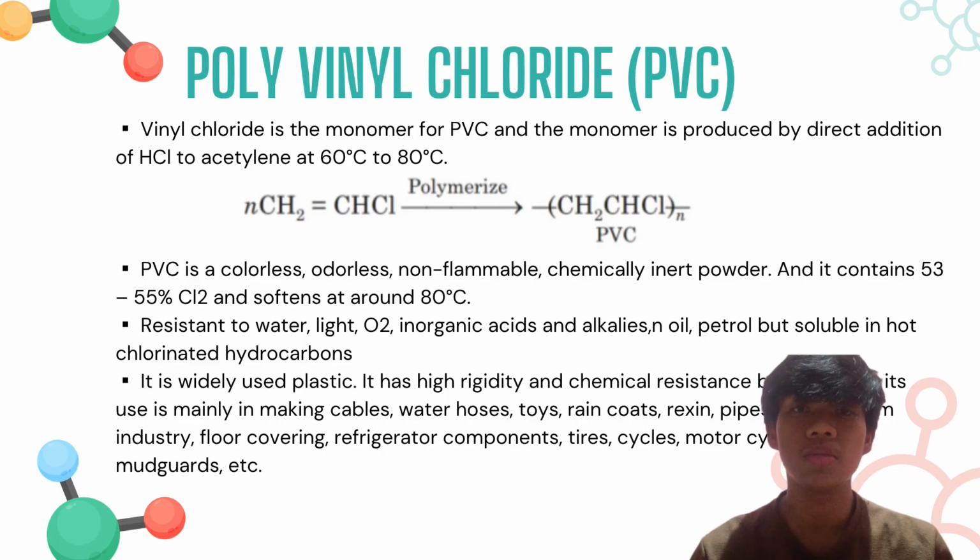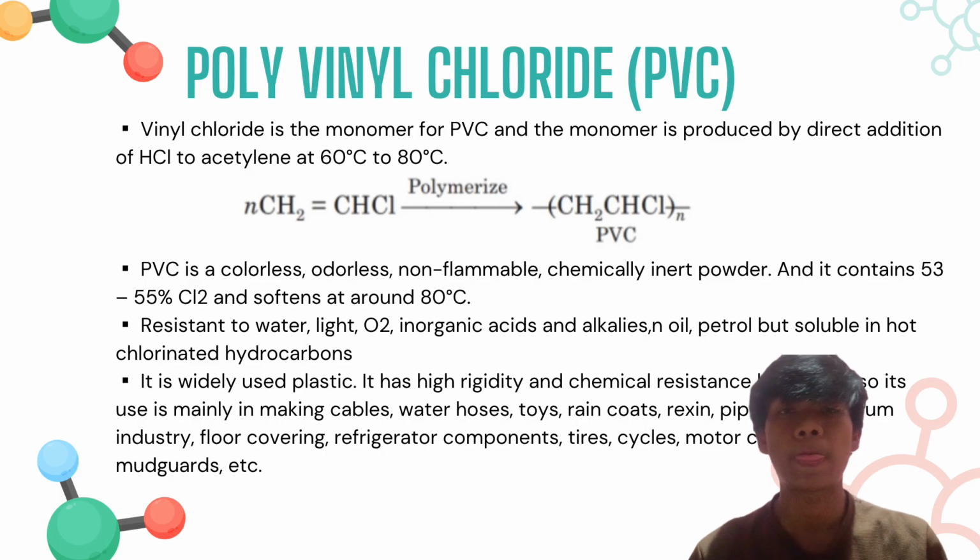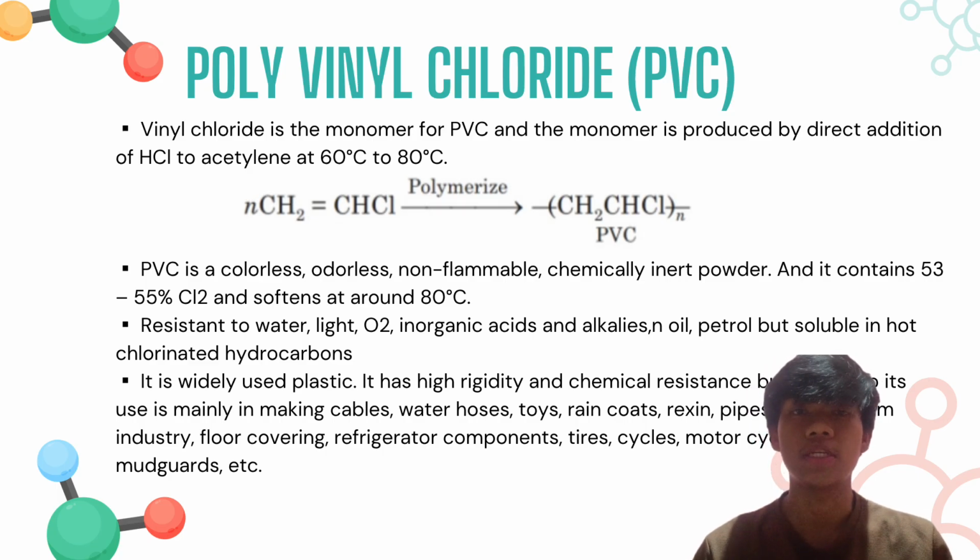Oil, petrol, but soluble in hot chlorinated hydrocarbons. It is a widely used plastic. It has high rigidity and chemical resistance but is brittle. So it's used mainly in making cables, water hoses, toys, raincoats, rexine, pipes of petroleum industry, floor covering, refrigerator components, tires, cycles, motorcycles, mudguards, etc.